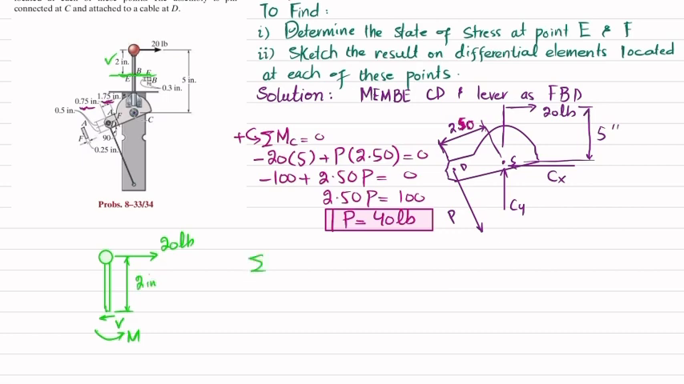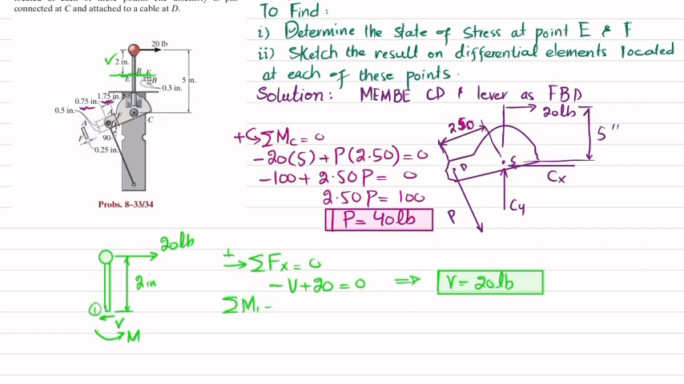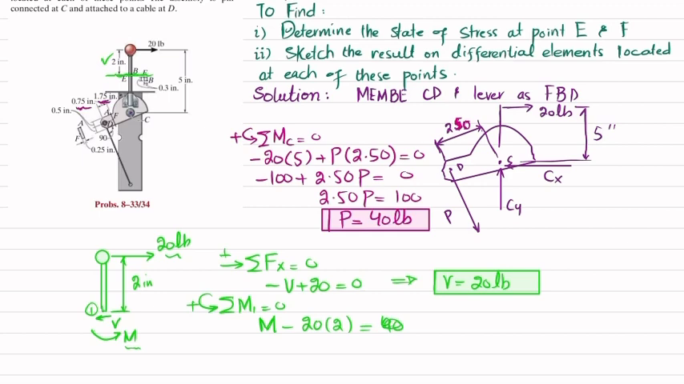Using the equation of equilibrium, the sum of all forces along the horizontal direction must be equal to 0, taking force in this direction as positive. So minus V plus 20 is equal to 0. It means that the shear force is equal to 20 pounds. Similarly, let this point be O. The sum of all moments about point O is equal to 0, taking counterclockwise moment as positive. So this is counterclockwise moment M minus 20 into 2, which produces clockwise moment. So 20 into 2 is equal to 40. Their sum must be equal to 0.